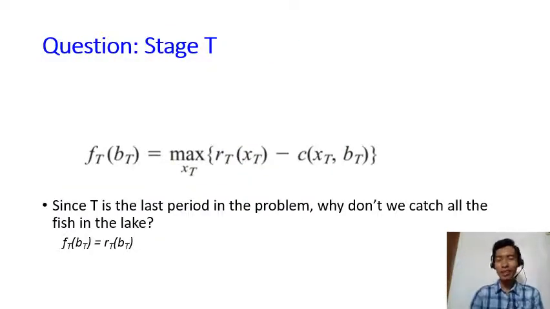By the way, I suddenly have one question to ask. So this is the recursion for stage big T. Since big T is the very last period in the problem, why don't we just catch all the fish in the lake, which would make our recursion look like this. I wouldn't say this is wrong, but I would say why this is not very correct for this problem. Okay, so thank you.